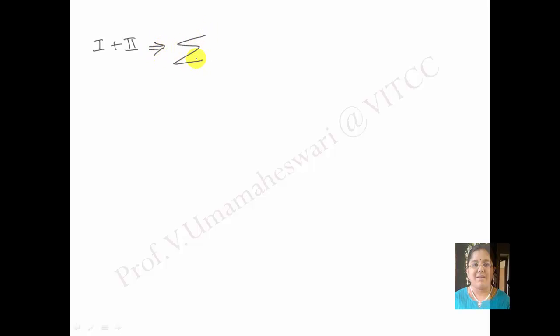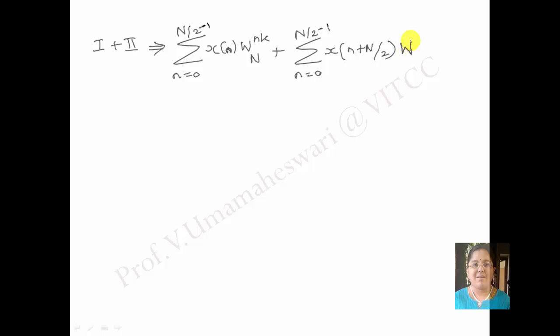I am rewriting both term 1 and term 2. You can also do it along with me. W_N to the power nk, and the plus, n equals 0 to N by 2 minus 1, x of n plus N by 2 into W_N to the power nk into minus 1 the whole power k.